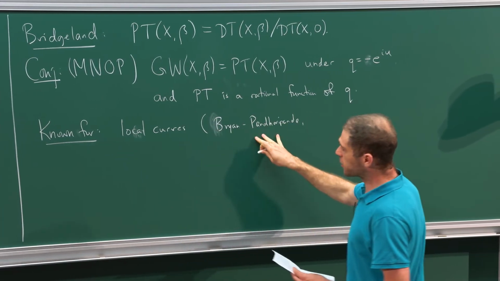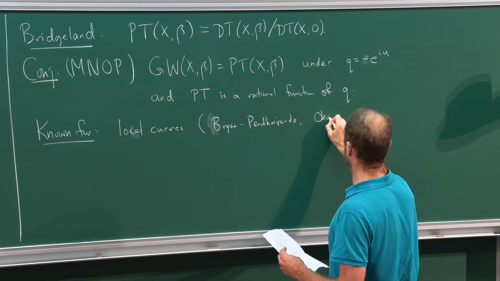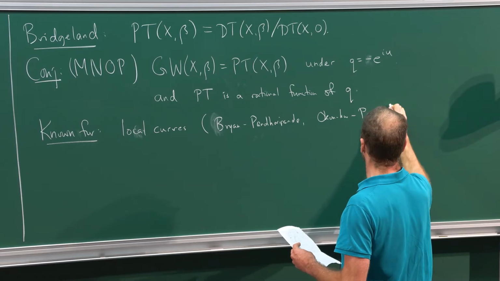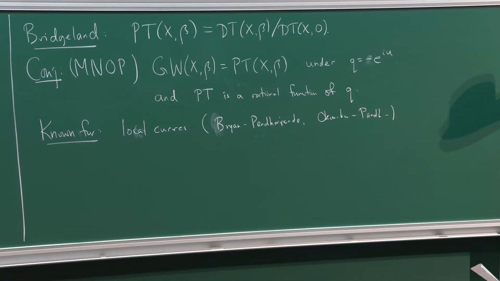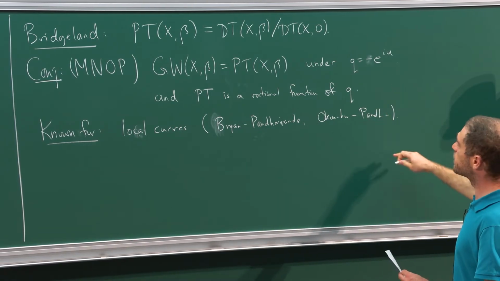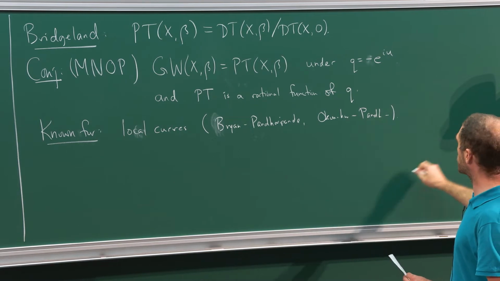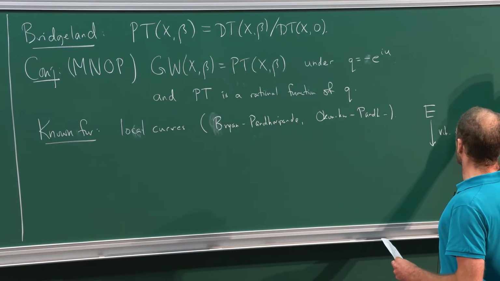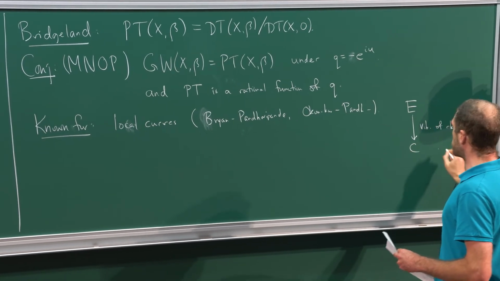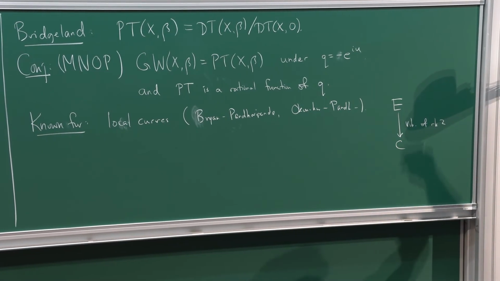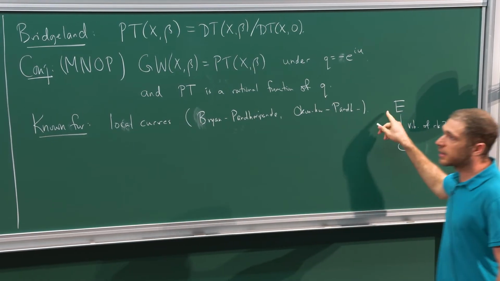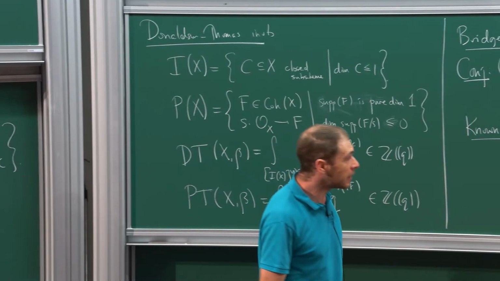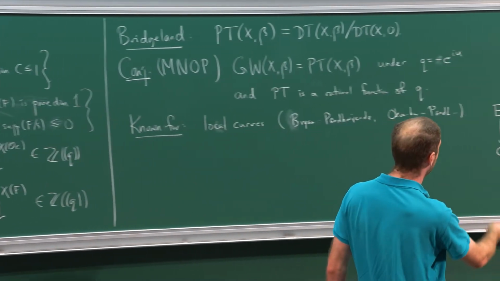And who calculated the Gromov-Witten theory, and Okounkov and Pandharipande, who calculated the Donaldson-Thomas, Pandharipande-Thomas theory of local curves. A local curve is just a vector bundle of rank 2 over a curve, the total space thereof. So this is not compact. So you probably wonder what do these invariants mean in a non-compact setting.